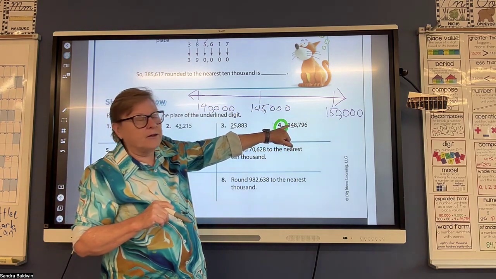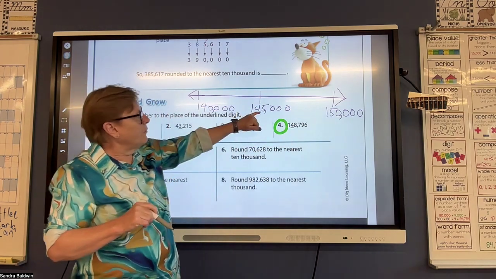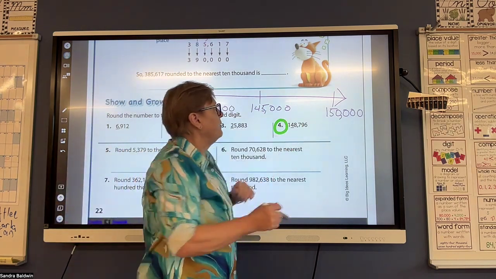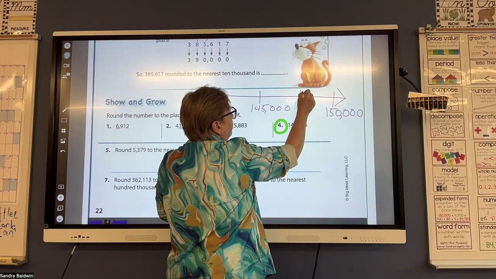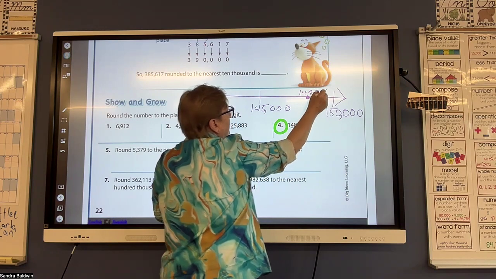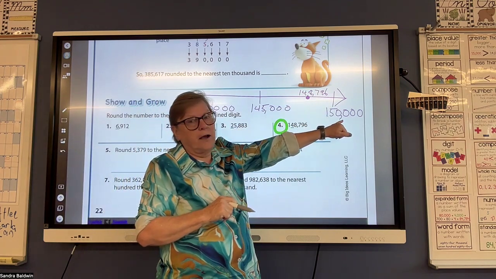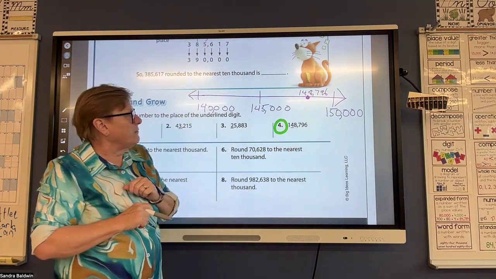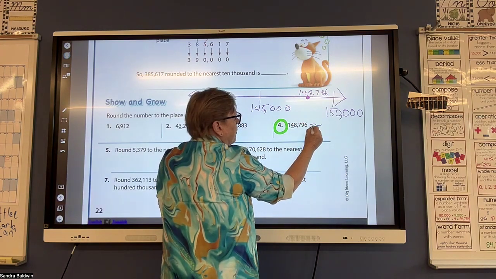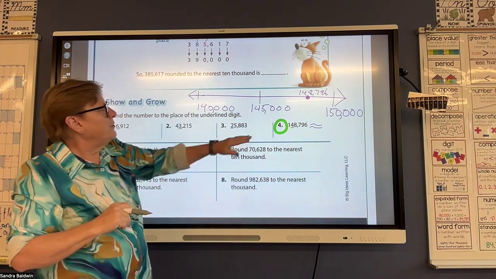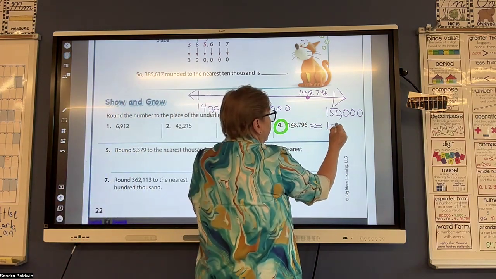Then the next part, I would plot 148,796 on my number line. Well, this is 145,000. This is 150,000. So it's probably going to go about right here. 148,796. So just by looking at it, I know it's closer to 150,000 than 140,000. So I'm going to use our new symbol, which means rounding to or about or close to. So 148,796 is closer to 150,000.